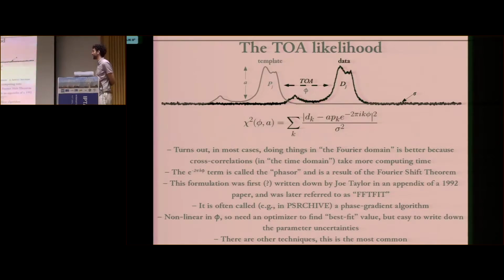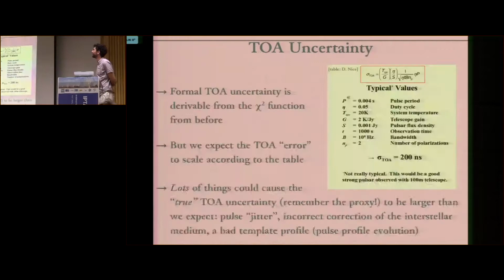This was first written down in this form in 1992 by Nobel Prize winner Joe Taylor, and probably nobody says this anymore, but it was a previous generation thing. FFT fit was basically this method of measuring a TOA, sometimes referred to as a phase gradient algorithm, which you might come across later in your activity. But this function is nonlinear in phi, which means you can't just easily solve for this mathematically. You have to use a computer, an optimization routine, to find the best fit parameter for phi. There are other techniques, but this is the most common.